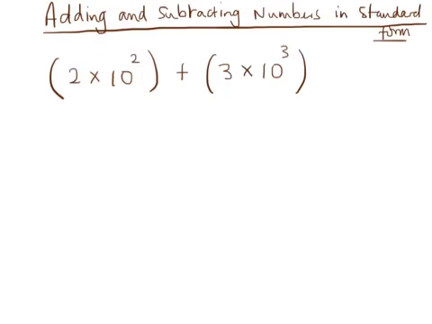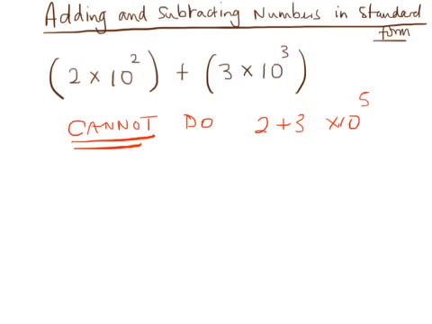What we cannot do, I shall repeat, cannot, I shall put it in red, cannot do 2 plus 3 times 10 and then add the powers. That does not work. And it's very similar to saying, well, this is a different type of animal to this. Remember when we were doing, for example, adding letters together?